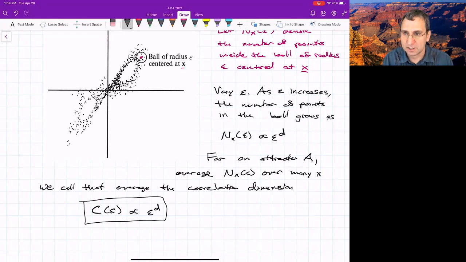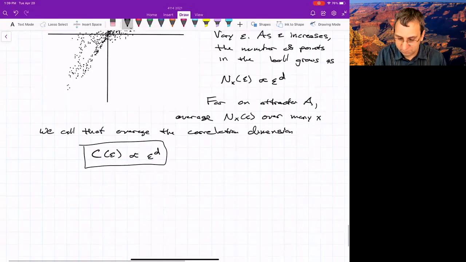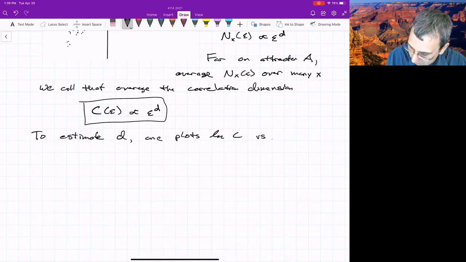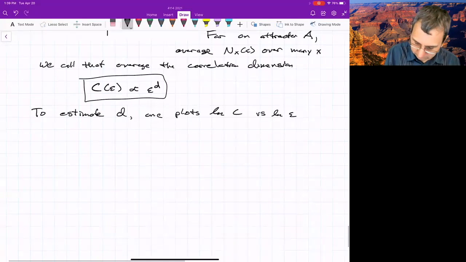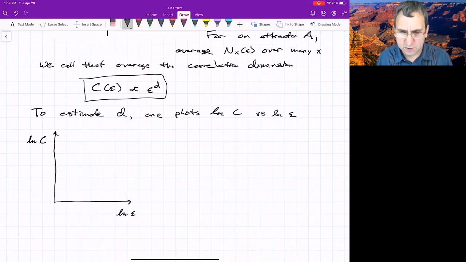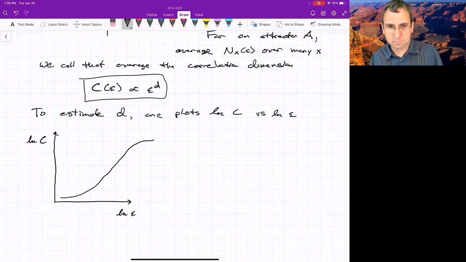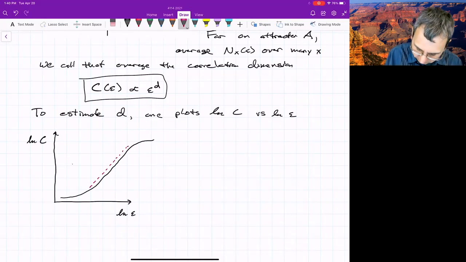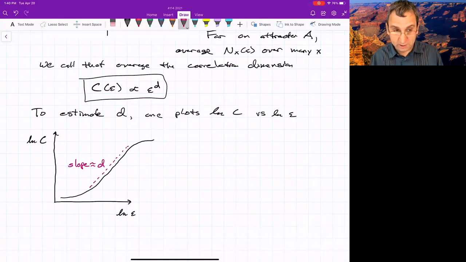And how would we get at this? You could plot log of C versus log of epsilon, so natural log C versus natural log epsilon. You would get something like this. You might find that for really small epsilon, it's not doing much. Then it seems to rise, and then it saturates out. So you take the part where it seems to be the most linear, and you take that slope. This slope is what we call D. So you can computationally find this.